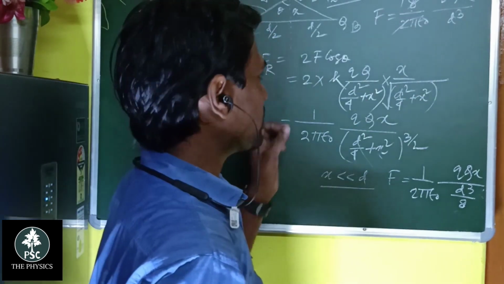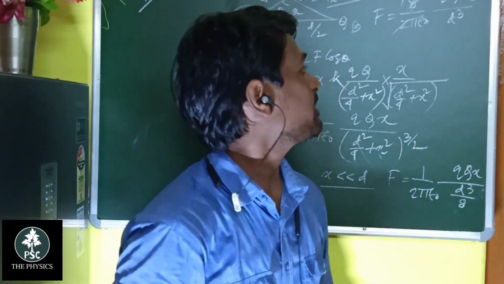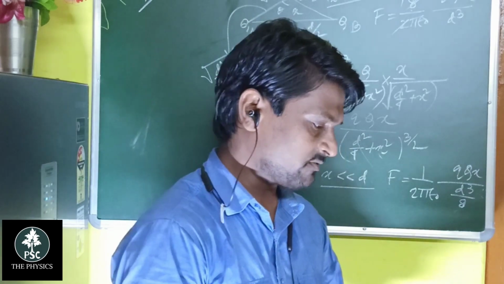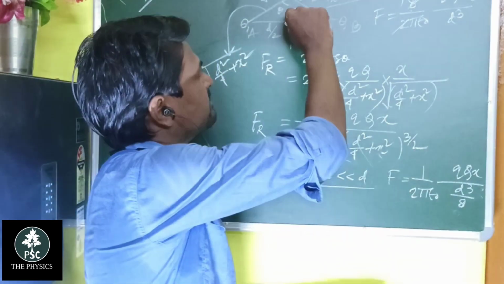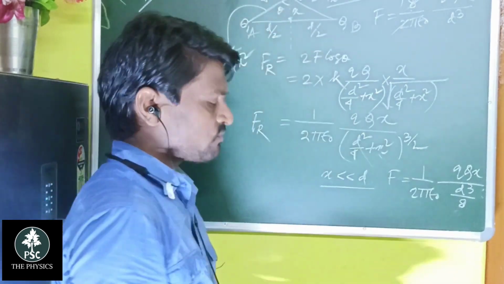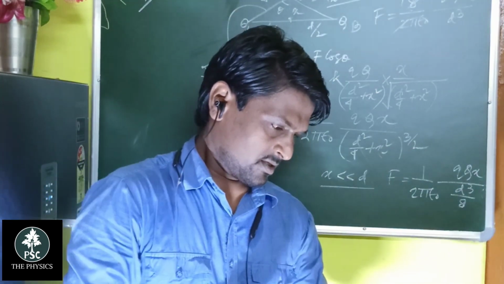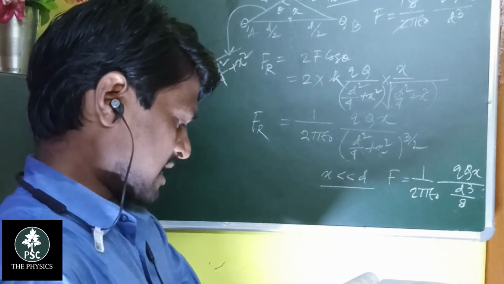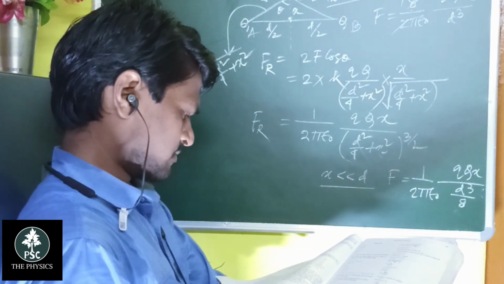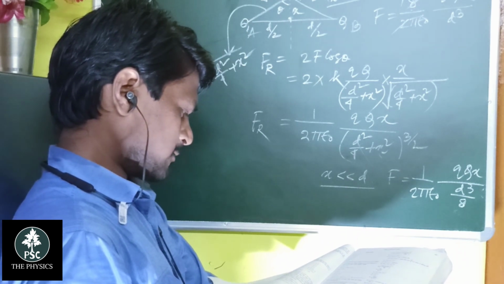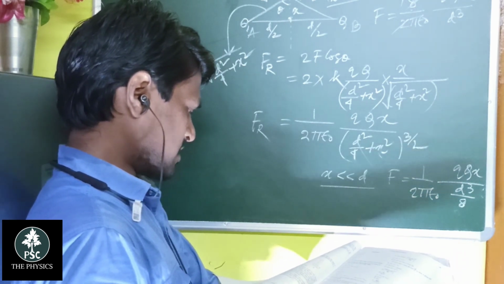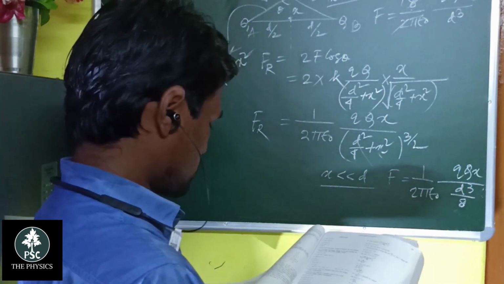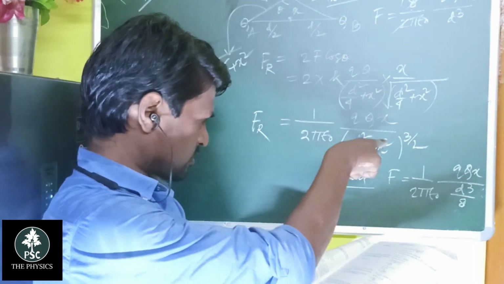So 4 q x by pi epsilon naught d cube, and this is the force experienced if the charge is displaced through a very small distance. Yes, this is 2q by 2 pi epsilon naught, and this is 3 by 2.